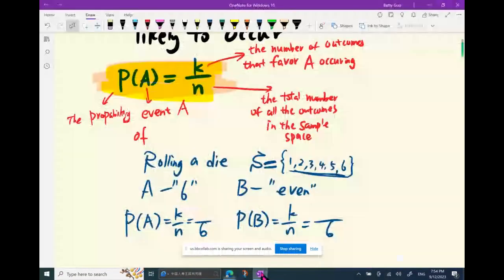If we get a number 1, then that doesn't favor A, right? We get a number 2, doesn't favor A. Get a number 3, doesn't favor A. 4 does not, 5 does not. Only when we get the number 6, we favor A occurring. So the number of outcomes in the sample space that favor A occurring is 1. So the probability is 1, right?